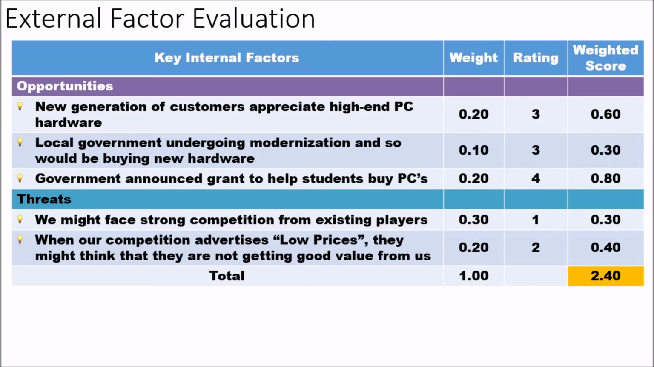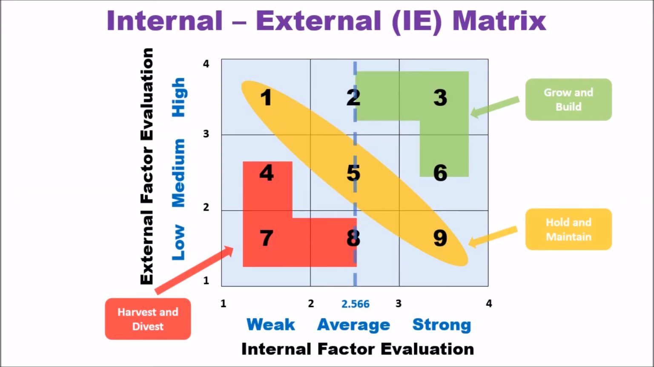I'm sorry, the heading is not right. It says key internal, should be key external factors. And the weighted score that we got was a 2.4. So we'll go ahead and plot that on the y-axis.